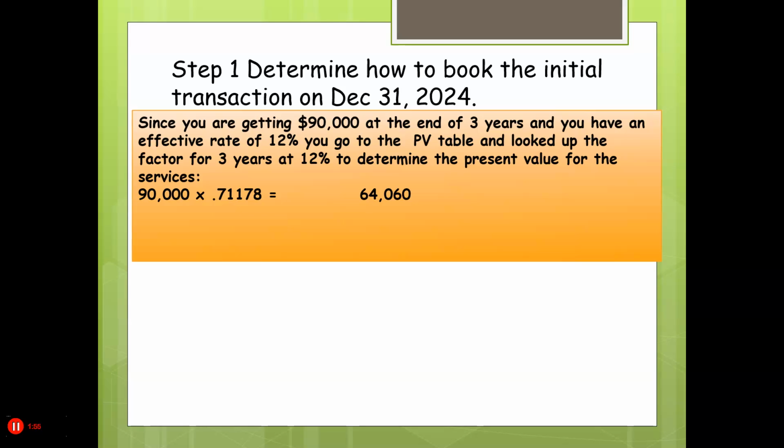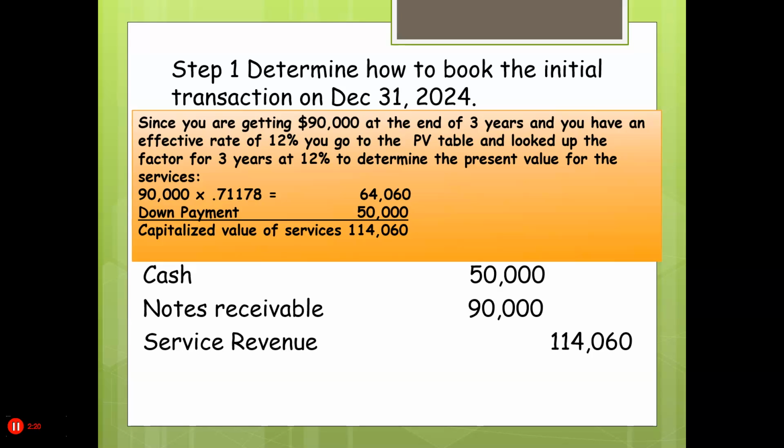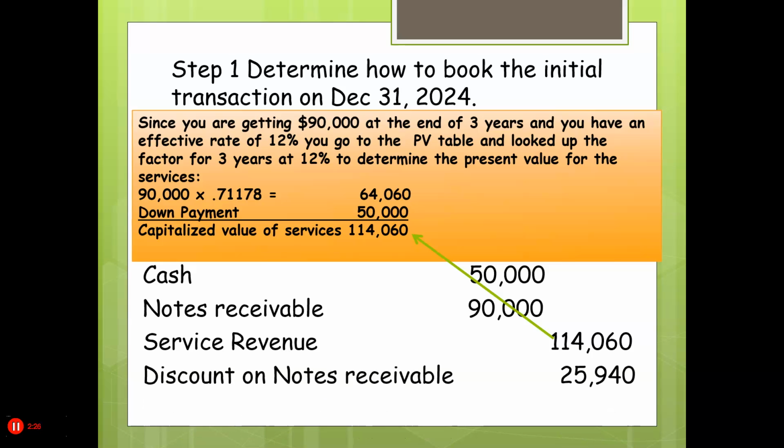So we go and get our factor from our present value table. I think it's across 12% and then down 3 periods. So that tells us the present value of the 90,000 plus the 50 tells us the amount we can capitalize for this service. So we have cash, notes receivable, service revenue. That's how much we can record as revenue, and the balance is going to be interest, and it's going to be in the category discounted notes receivable because that's where it stays until we start collecting it.